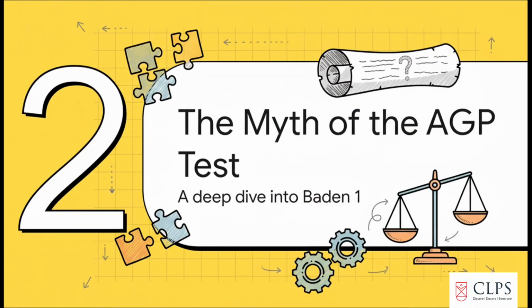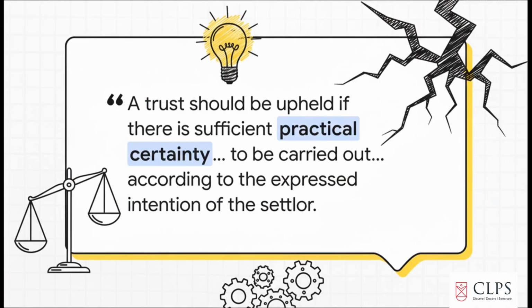So let's start with discretionary trusts and this supposed any given postulant test. Everyone points to the big case, McPhail v. Dalton, which you'll also see called Baden 1. But if you actually read the judgment closely, something really fascinating jumps out. And boom, here it is.